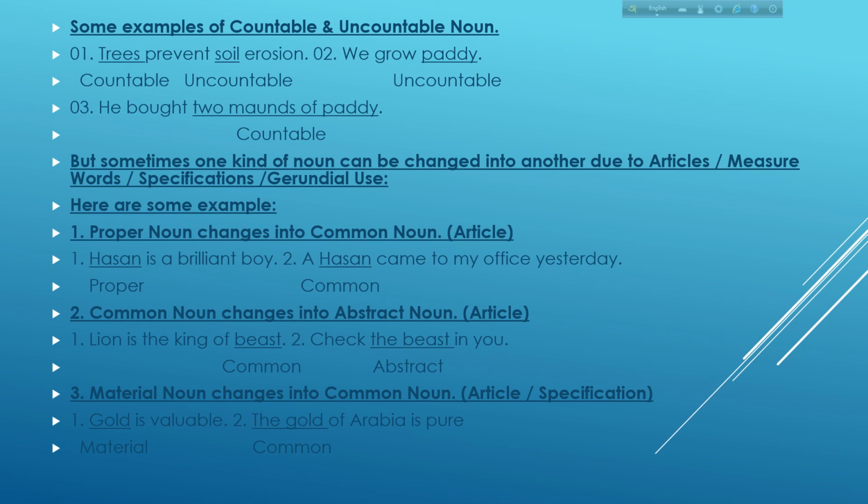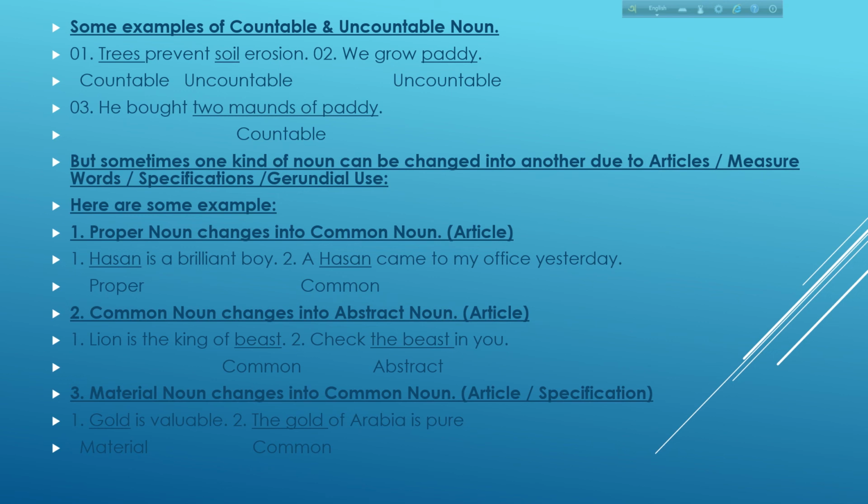Sometimes one kind of noun can be changed into another due to articles, measure words, specification, or gerundial use. Some examples. Number 1, proper noun changes into common noun due to article. Example, Hassan is a brilliant boy. Here Hassan is a proper noun. But if I say, a Hassan came to my office yesterday, here Hassan, or a Hassan, we can say this is a common noun.